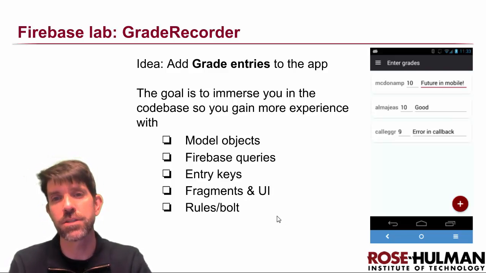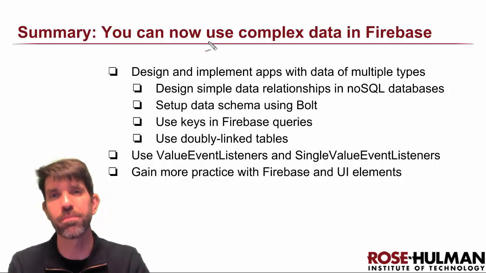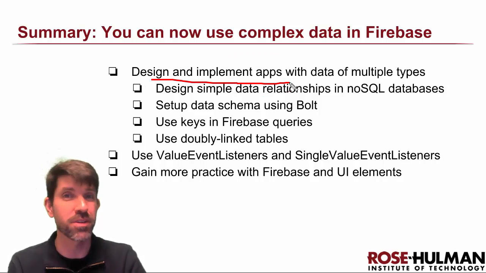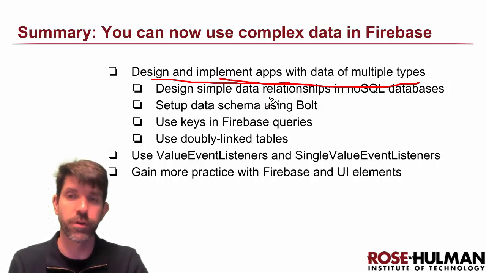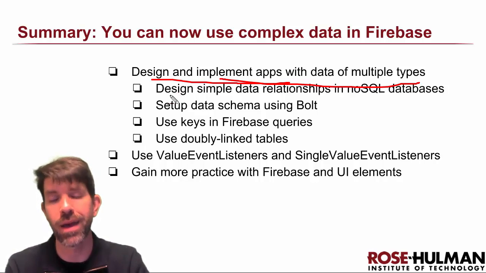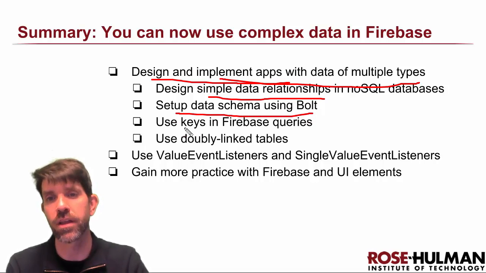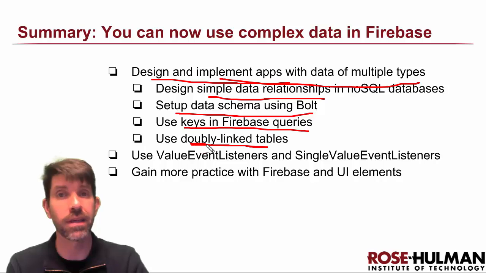All right, just to kind of wrap up here, the main ideas. By the time you finish this lab, what are you going to be able to do? You have experience now with designing and implementing apps that have data of multiple types, so these different what would be tables in other databases, but along different paths in Firebase. To design some simple data relationships, we talked about how to design what we had. Use Bolt to do some validation. Use keys in the Firebase queries, and even look at things that are doubly linked data.